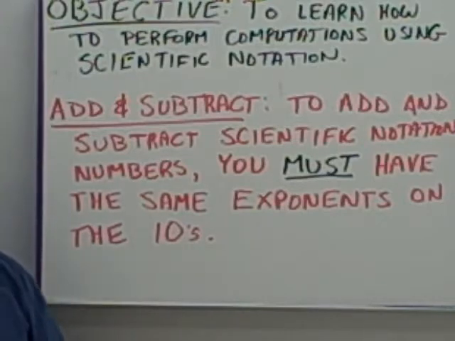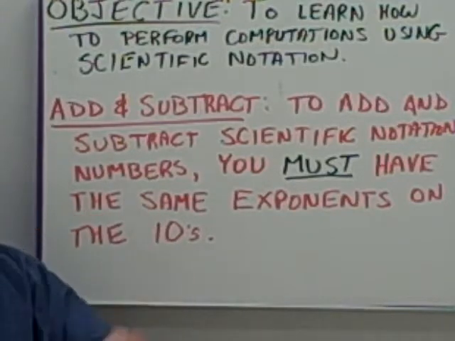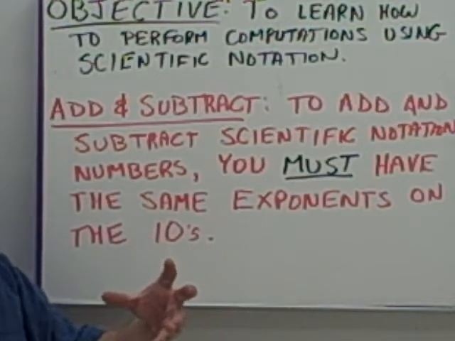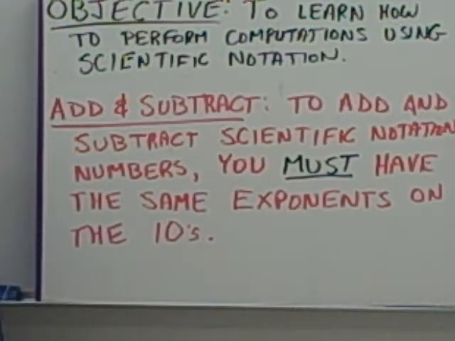This one's going to go into adding and subtracting, which, believe it or not, is the more complicated of the processes. Multiplying and dividing are actually easier to do than adding and subtracting. We're going to see how to do the adding and subtracting now.